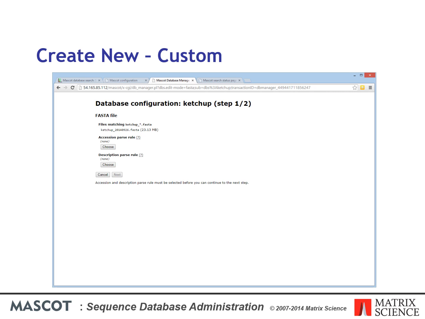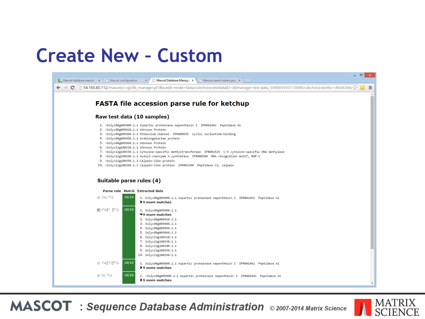First thing we have to do is choose parse rules for the accession and the description. All of the existing parse rules are tested against 10 of the title lines, 5 from the start of the file and 5 from the end. 4 parse rules give matches to all 10. We need to study the matches and choose the one that pulls out a suitable accession string. I think it's fairly obvious that the one we've selected is the most suitable.